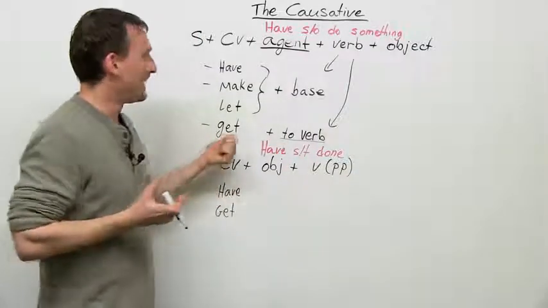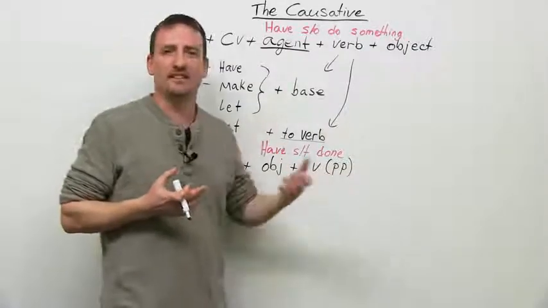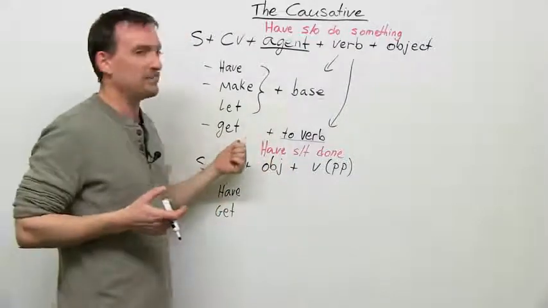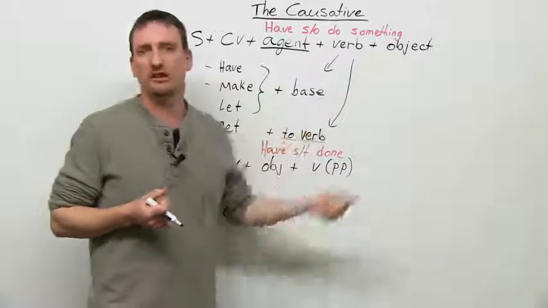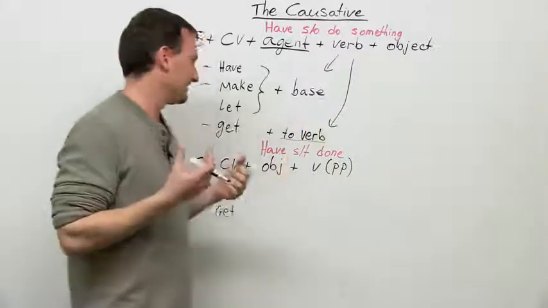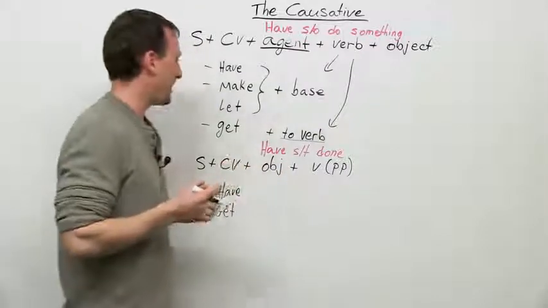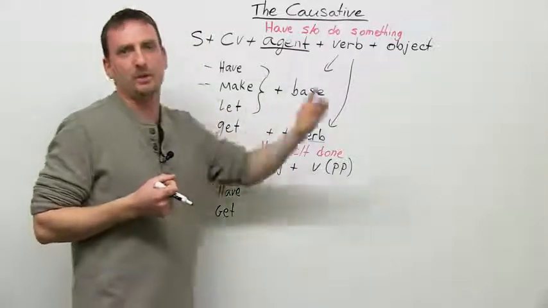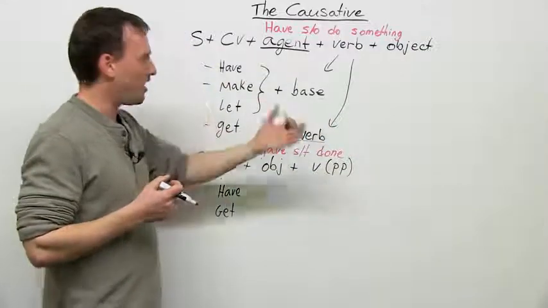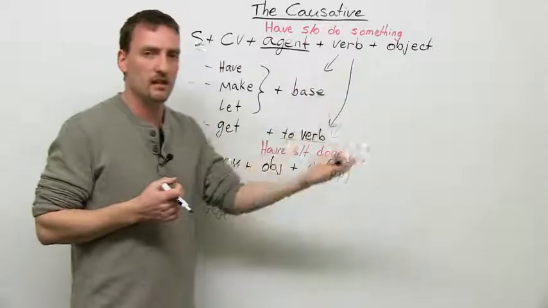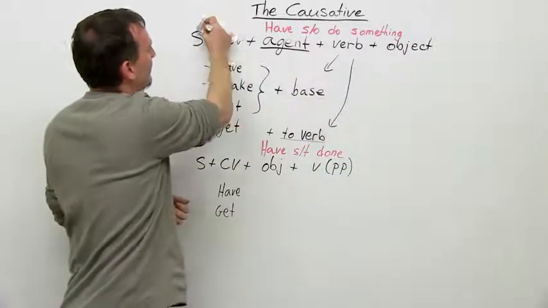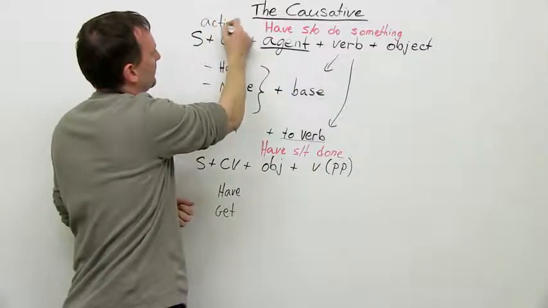So I will. Get. Get is more like convince. You persuade someone to do something for you, right? I will get my sister to do my laundry. Why? Because she's nice and she likes me and I know how to speak to her. That's why. Let is basically give someone permission. So very clear. Have, make, get, cause in its own way. Let, allow.